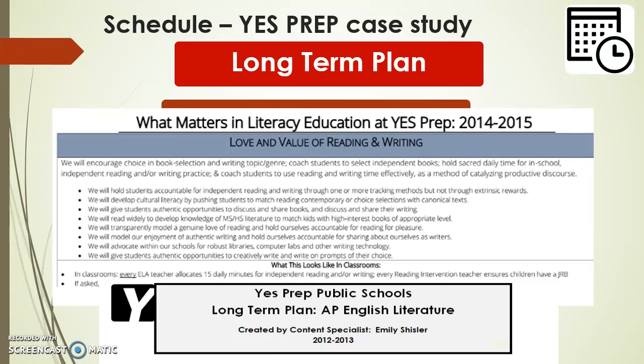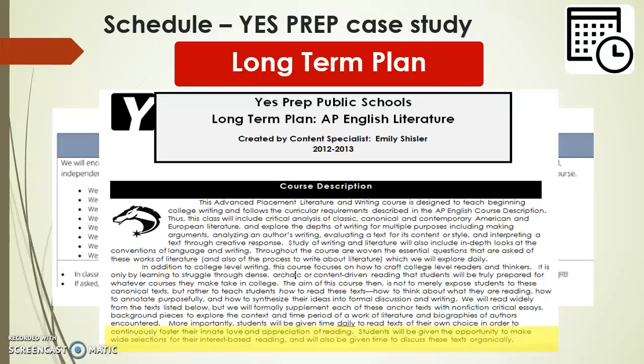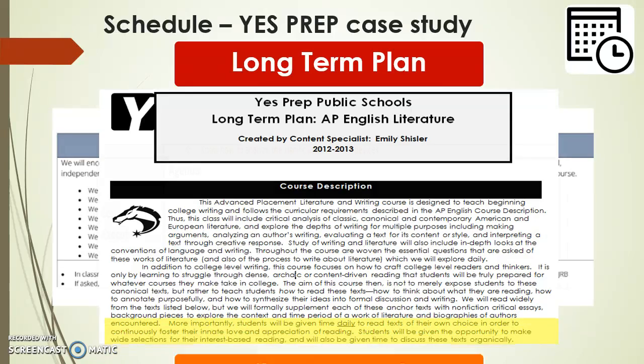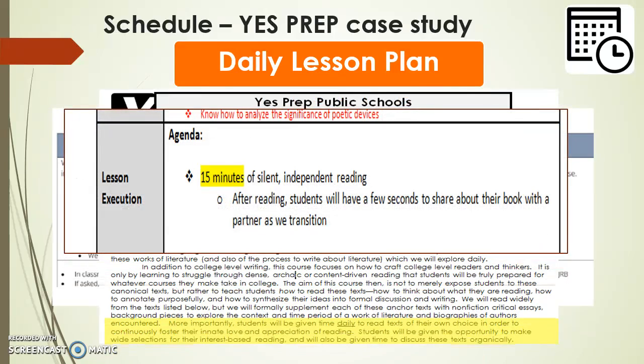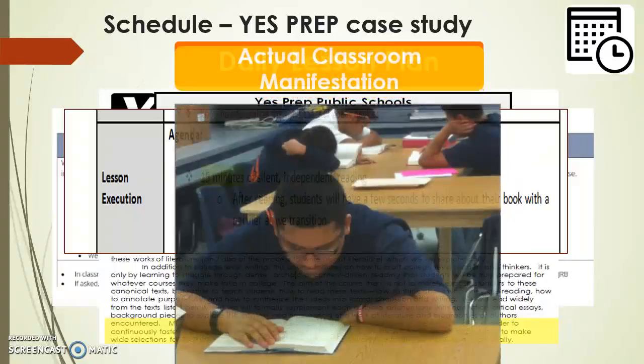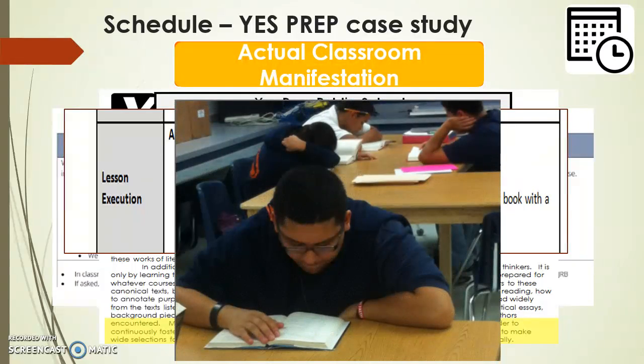So we added into the long-term plan that students would have daily time for independent reading, and we added into daily lesson plans that every kid in every subject from 6 to 12 was going to have daily independent reading time in our ELA classes, including a former student of mine who is a reluctant reader who became someone who loved reading over the course of the year.